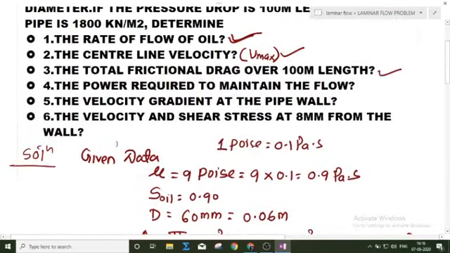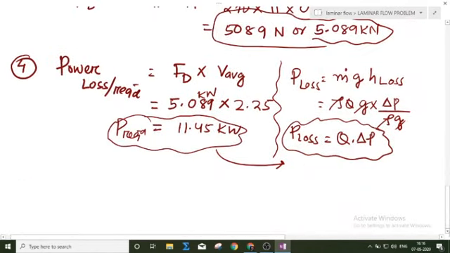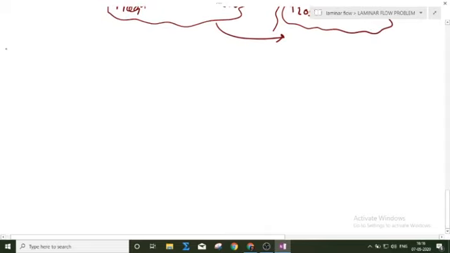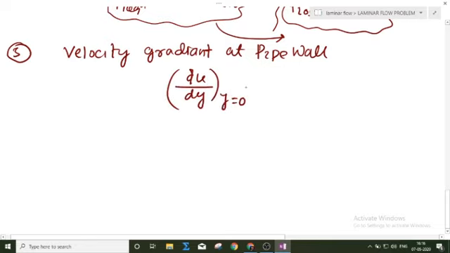So the last parameter is asking what is the velocity gradient. We found out this one, now it asks the velocity gradient at the pipe wall. How can you find out the velocity gradient? So the fifth thing it is asking is the velocity gradient. Velocity gradient at the pipe wall means it is asking du by dy at y equal to 0.